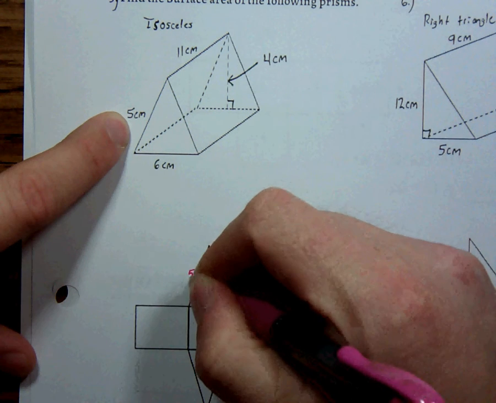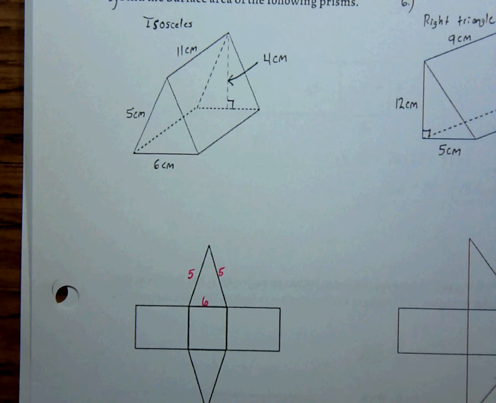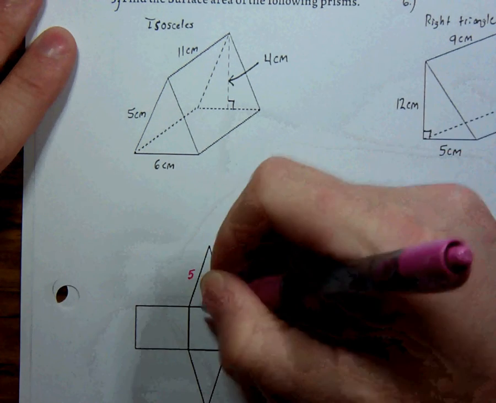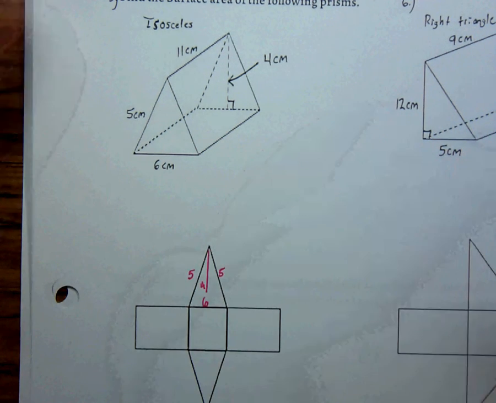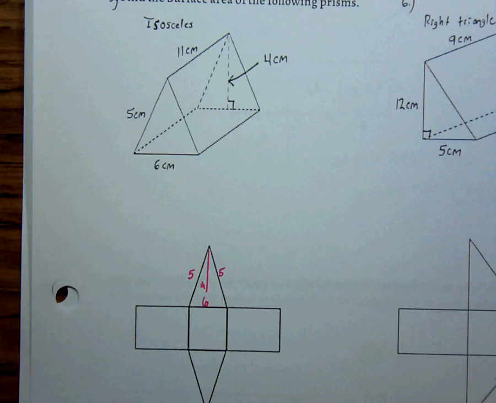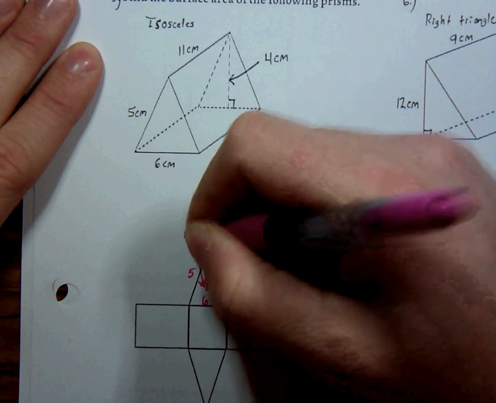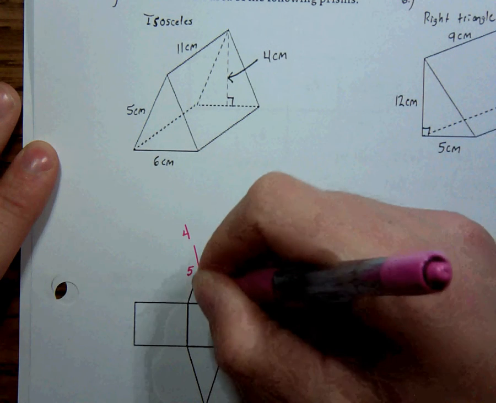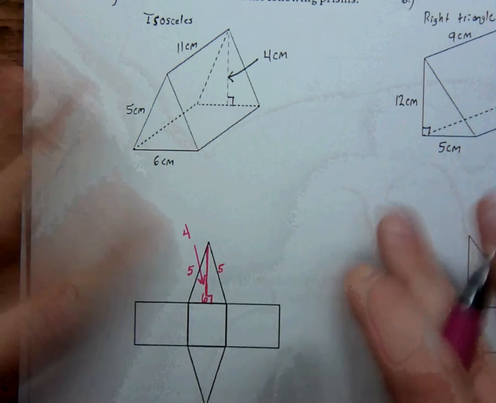That means this is 5. And this is 5. And then it's important to note that we also need a height, okay? That means this in the middle right here, that's going to be 4. Okay, that's hard to see, so I'm just going to write an arrow. The height is 4, and that comes down at a right angle. Okay, so we have the triangle, but we need the rest of it.